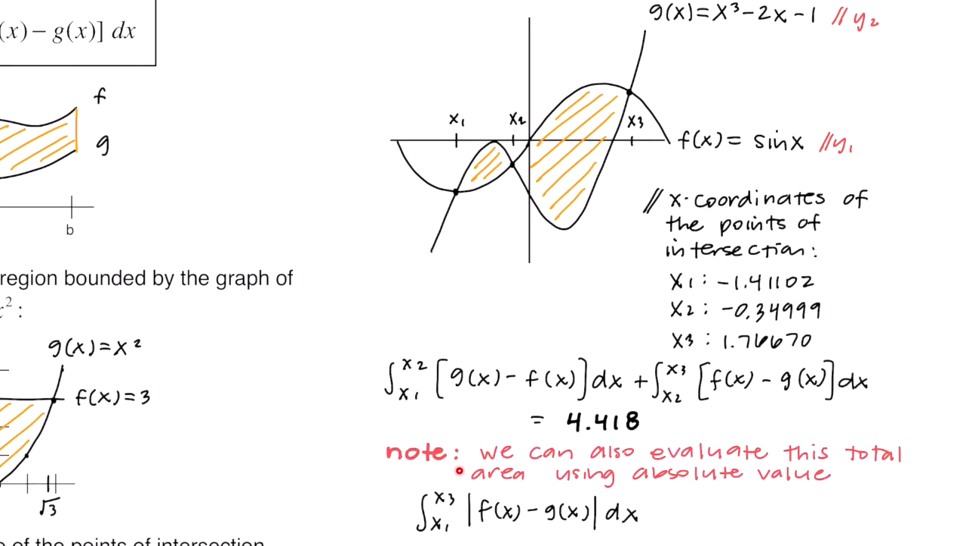And I made a note here, we can also evaluate this total area, meaning both of these, using absolute value. So you can do the integral from x sub 1 all the way to x sub 3, absolute value of f minus g, and we'll show that on the graphing calculator.